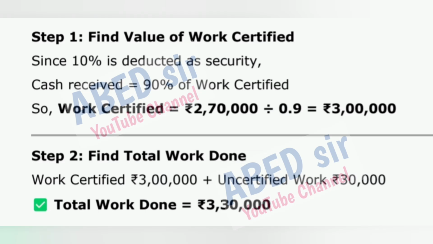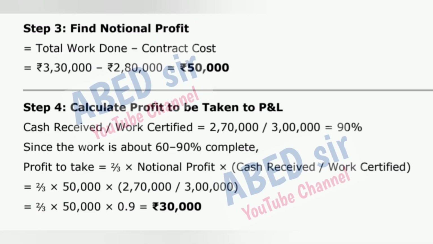Step 2. Find total work done. Work certified 3 lakhs rupees plus uncertified work 30,000 rupees. Total work done is equal to 3 lakhs 30,000 rupees. Step 3. Find notional profit. It is equal to total work done minus contract cost, which is 3 lakhs 30,000 rupees minus 2 lakhs 80,000 rupees is equal to 50,000 rupees.